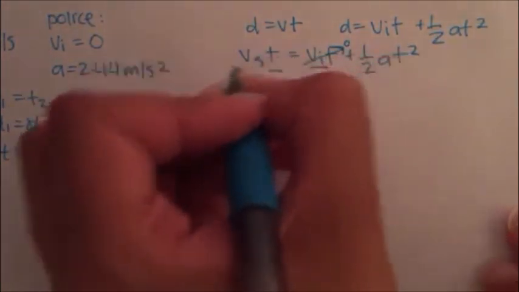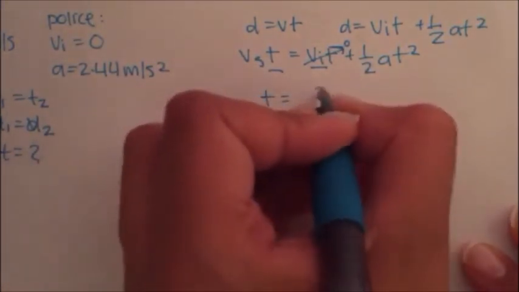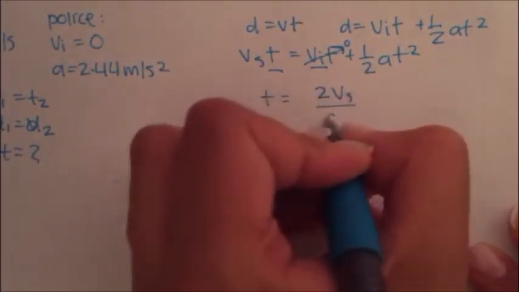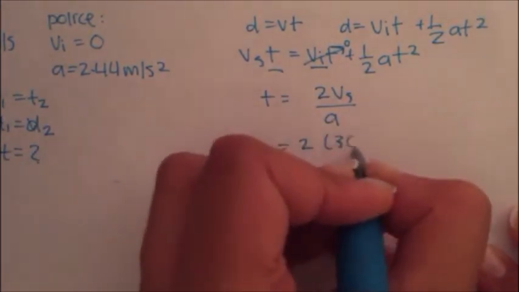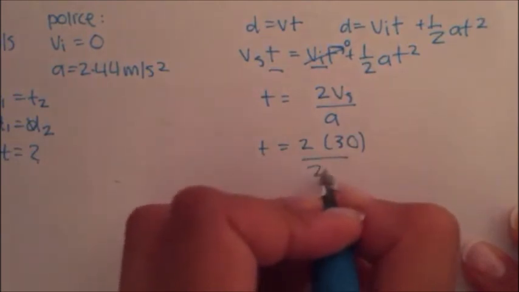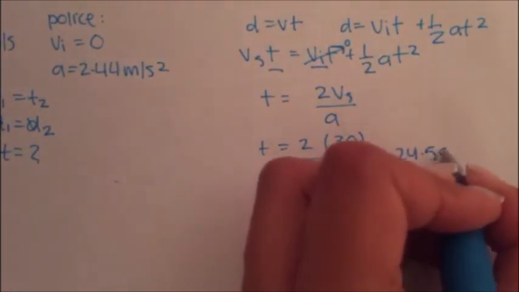To isolate the time, we end up getting the time as 2 times the velocity of the speeder divided by the acceleration. We plug in our values, and we get 2 times 30 divided by 2.44, which gives us 24.59 seconds.